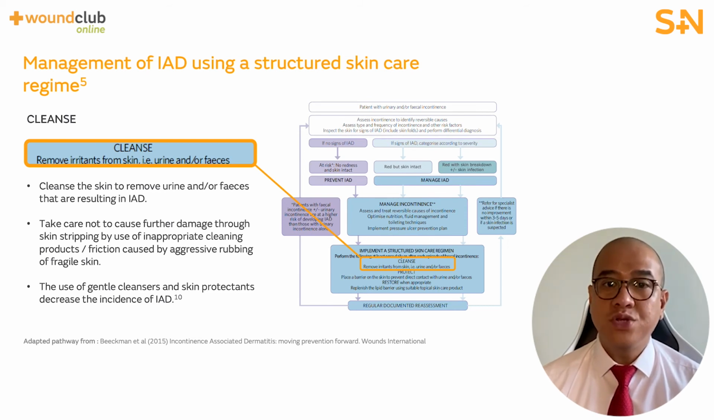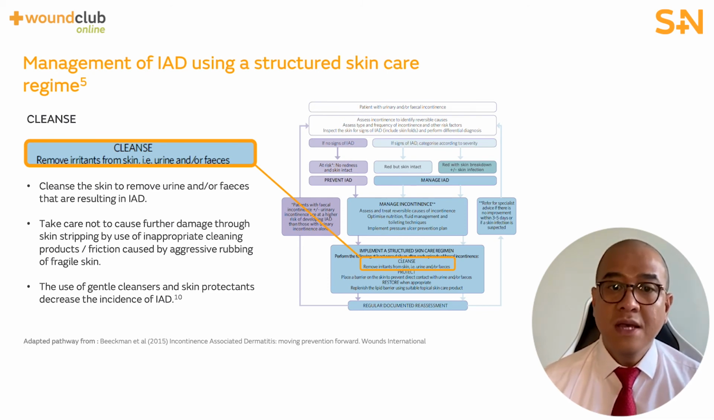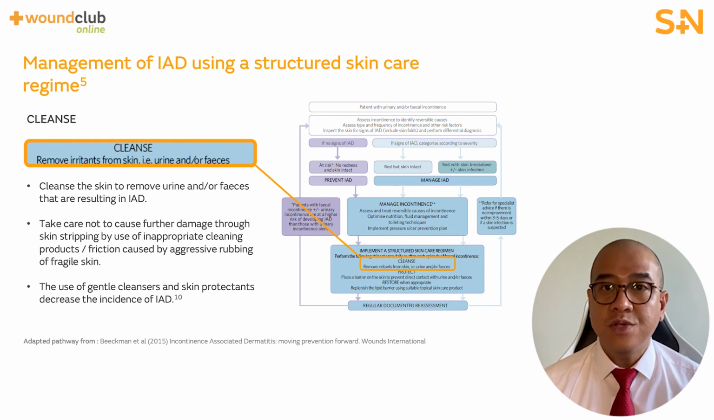Minimizing the skin's exposure to urine and stool means removal of irritants promptly, using the right products and applying them correctly. Cleansing the skin should be done prior to the application of skin protectant as part of a routine process to remove urine and feces. When using skin cleanser or a pH-neutral soap with water, take care not to cause further damage through skin stripping by aggressively rubbing the fragile or damaged skin. It is a known fact that gentle use of cleansers and skin protectants decreases the incidence of IAD.